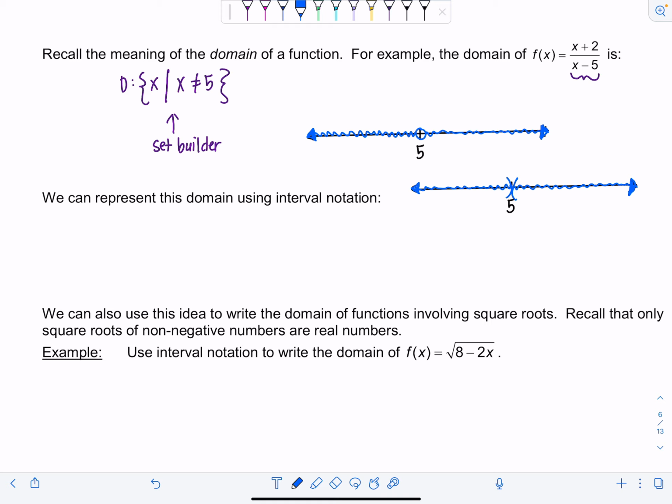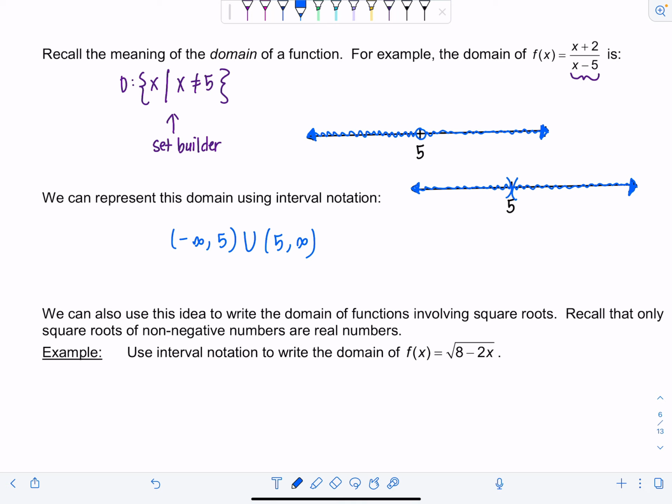You'd have to write 2 separate intervals, wouldn't you? You would go from negative infinity up until 5 with parentheses, not a bracket, right? We're not allowed to include 5. And then you go union 5 to infinity. And that's how you skip over a number using interval notation. You go up into the number with parentheses, union, and then you list the number again with parentheses. You get as dangerously close as you possibly can. Okay.